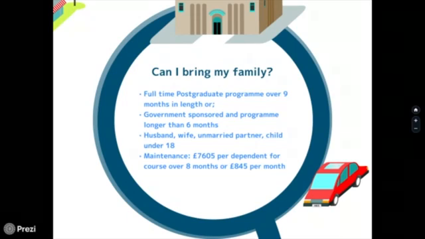So you can if you're on a full-time postgrad program of 9 months or more in length, or if you're a government-sponsored student and your program is longer than 6 months. And who qualifies as a family member? Your husband, your wife, or your unmarried partner, or a child under 18. And if it's your unmarried partner, you're going to need to be able to show that you've been living together as if you were married for a 2-year period before you make the visa application.